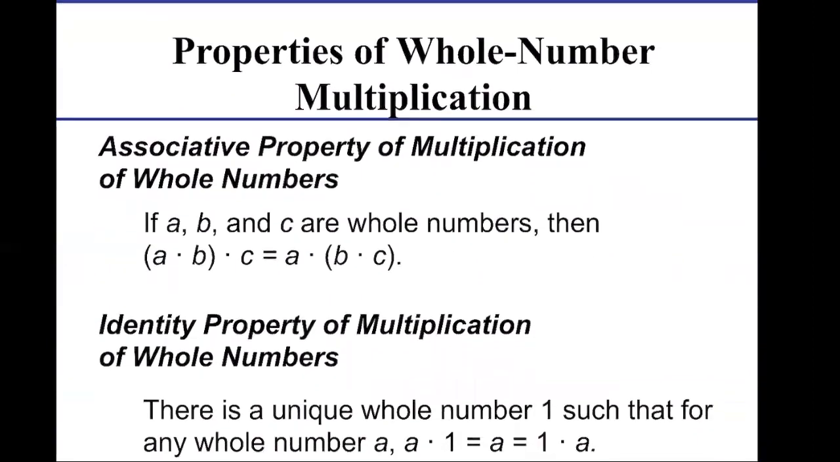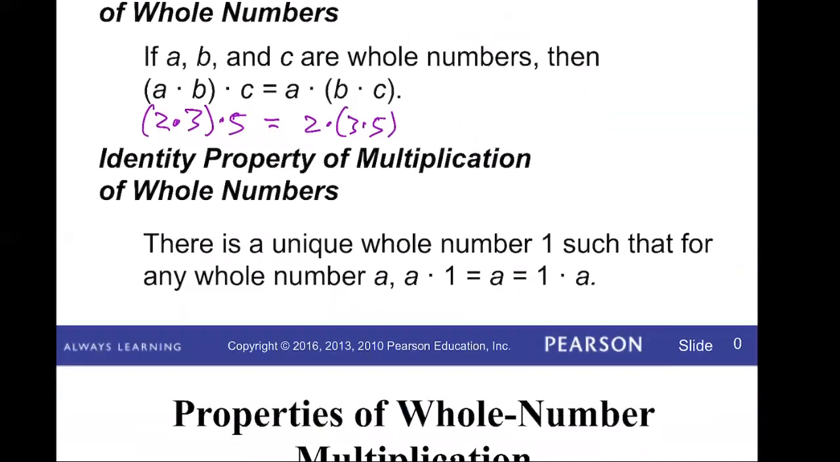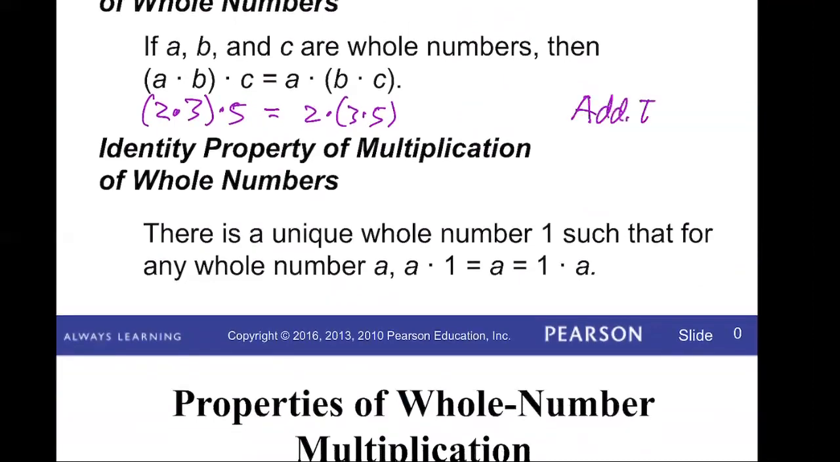Associative properties, well, you can group these. You can do the 2 times the 3 and then the 5, or you can do 3 times the 5 and then the 2. Now, just like the additive identity, which was a plus 0 equals a, there's a multiplicative identity where, notice if you multiply by 1, you get a back. It keeps its identity.